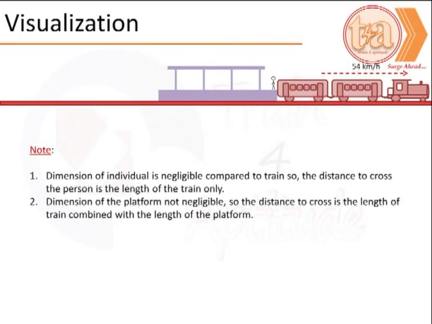This visualization shows what happens when the train has crossed the platform. Here, the train's total distance covered when it crosses the platform is that of the train plus the length of the platform. When it crosses the individual, it is only the length of the train that is to be considered.